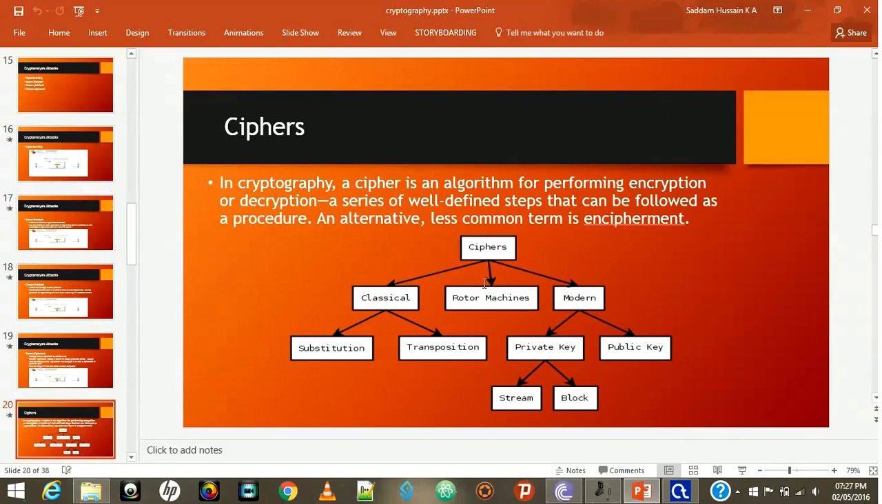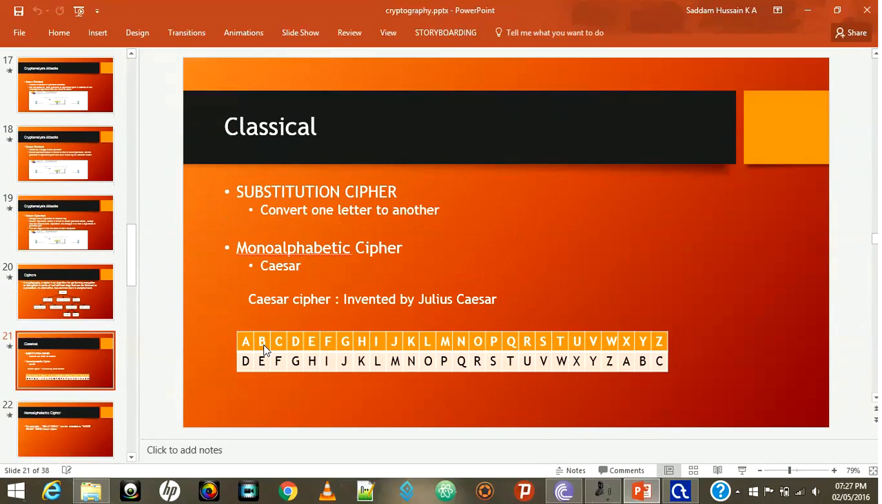Then we have ciphers. What is basically a cipher? A cipher is the algorithm for performing encryption or decryption. To perform the encryption or decryption we use the cipher algorithm. The categories of ciphers are classical ciphers, rotor machines, then modern. In classical we have the subdivisions substitution cipher and transposition cipher. In modern we have private key and public key. Private key again is stream and block. Okay, let's go to the next thing.